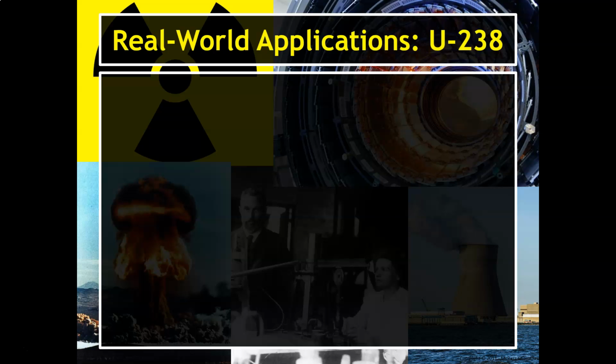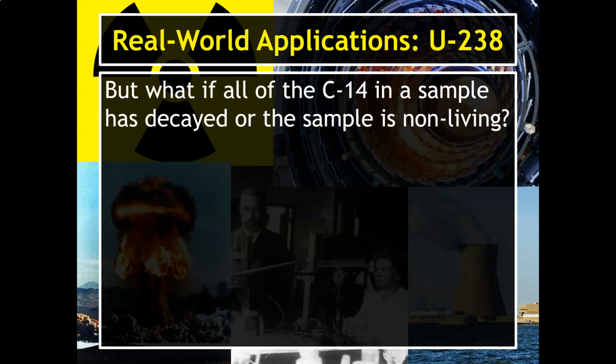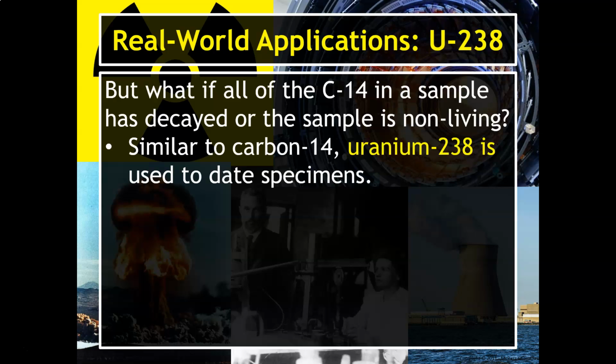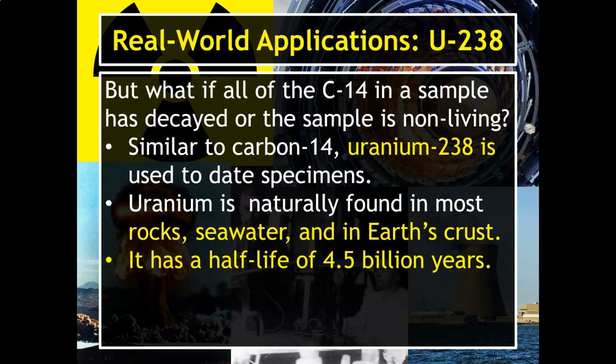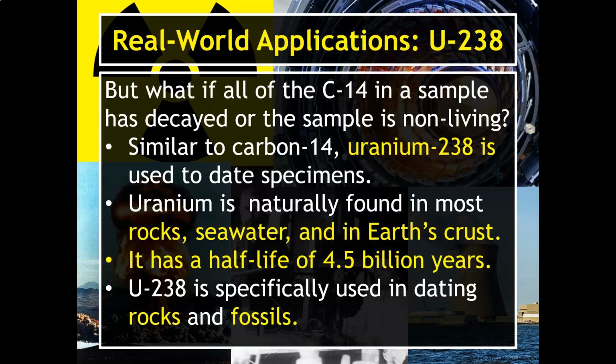Let's talk about uranium-238. What if all the C14 in the sample has decayed or the sample is non-living? Well, similar to carbon-14, uranium-238 is used to date specimens as well. Uranium is naturally found in most rocks, seawater, and in Earth's crust. It has a half-life of 4.5 billion years. And uranium-238 is specifically used in dating rocks and fossils.